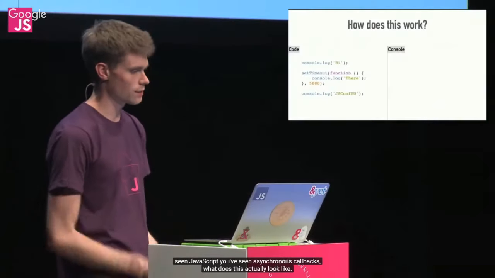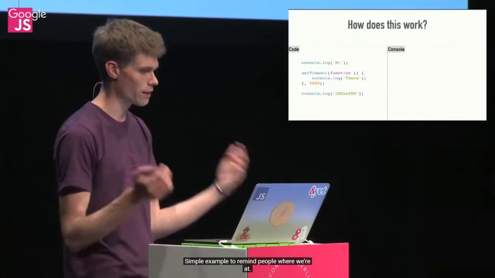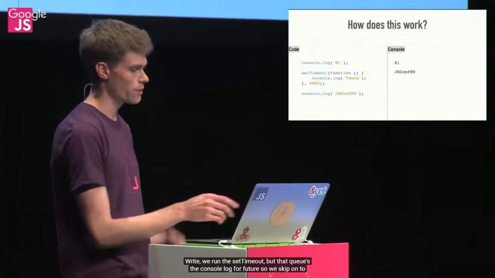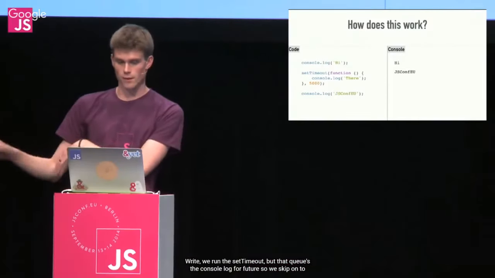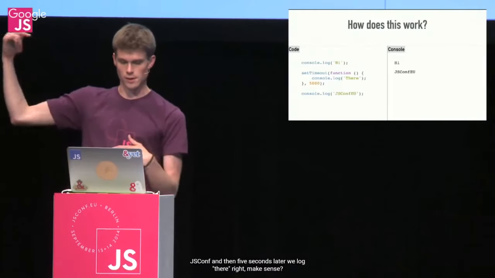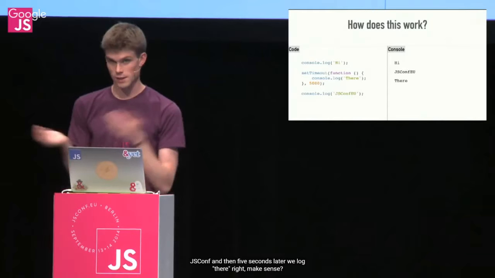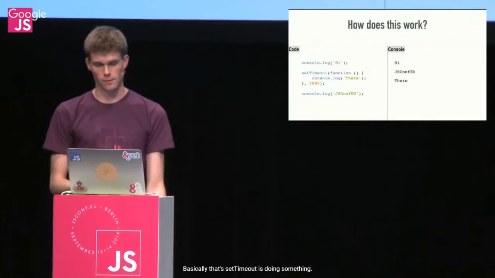What does this actually look like? So, a simple example to remind people just where we're at. Code like this, console.log hi, right? We run a set timeout, but that queues the console.log for the future somehow. So then we skip straight on to JS-conf.vu, log that, and then 5 seconds later, we log there, right? Make sense? Happy? Basically, that set timeout is doing something.